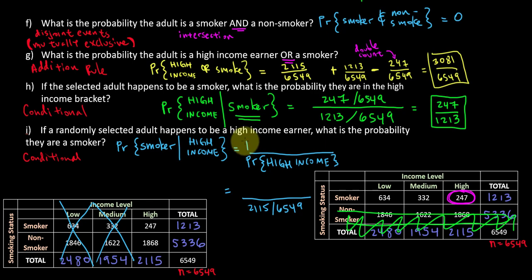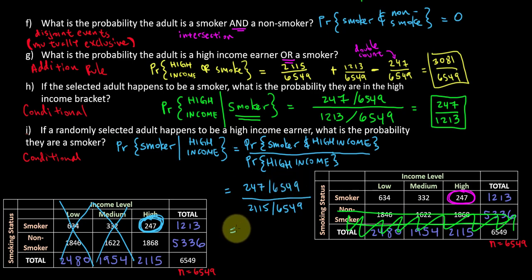In the numerator, we need the intersection of the events of someone being a smoker and high income. And that refers to these 247 individuals out of the sample size, which, again, these divisions by 6549 shall cancel, and we get 247 out of 2115.